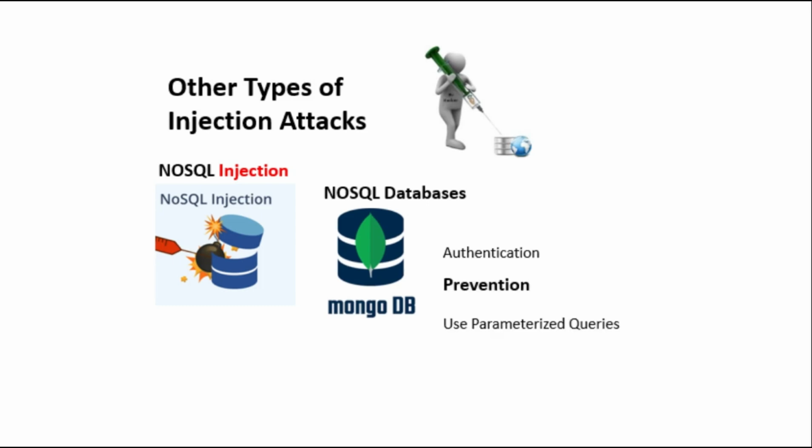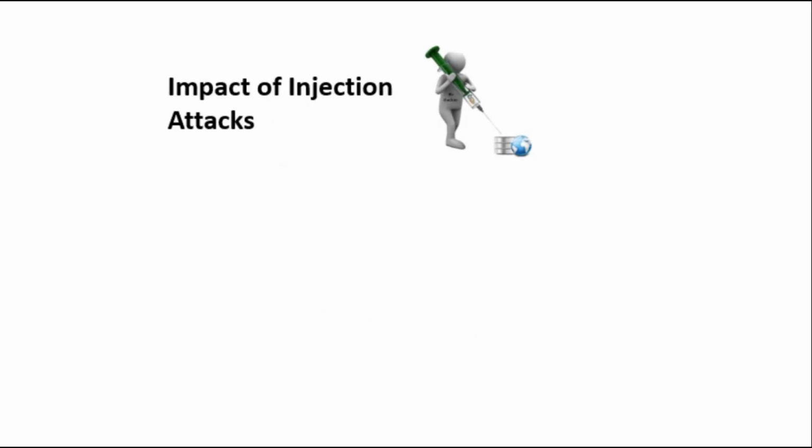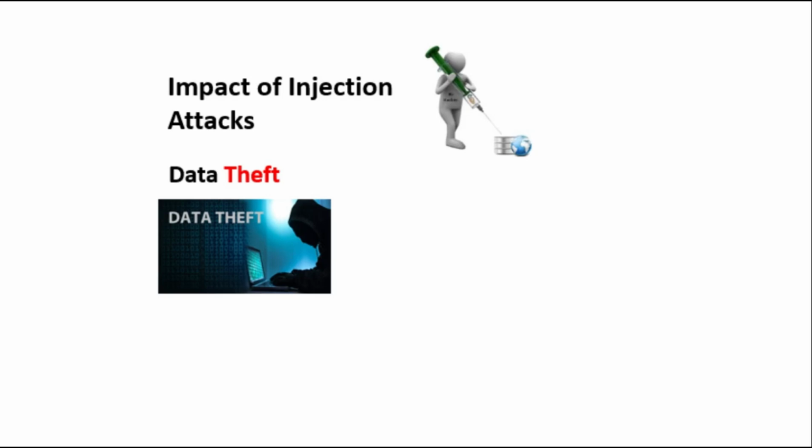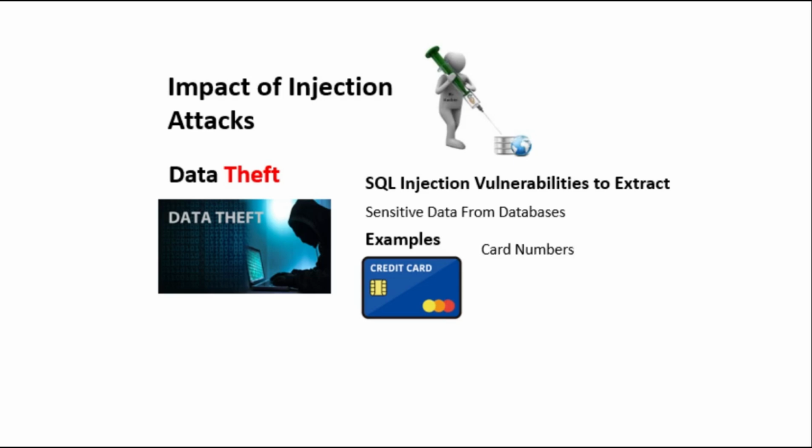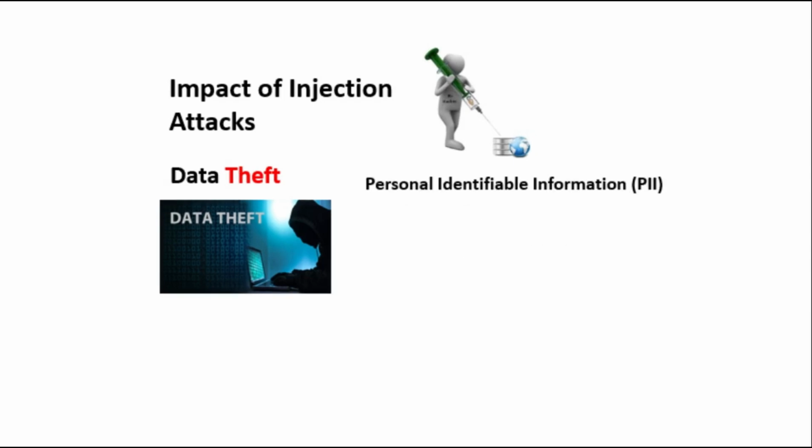Prevention: use parameterized queries, and validate JSON input. Impact of injection attacks. 1. Data theft. Attackers exploit SQL injection vulnerabilities to extract sensitive data from databases. Examples of stolen data include credit card details such as card numbers, CVVs, and expiration dates. Personal identifiable information, PII, such as names, addresses, phone numbers, and SSNs.